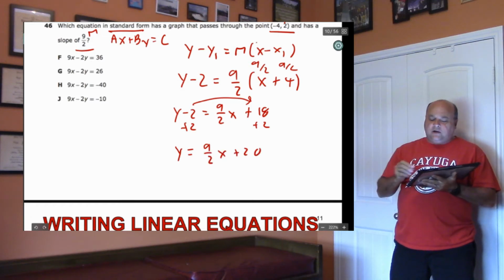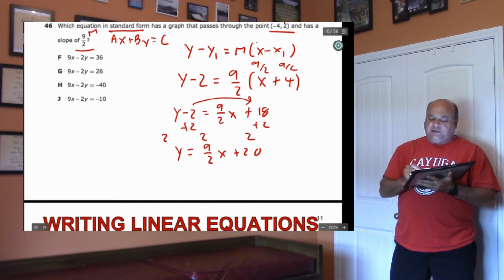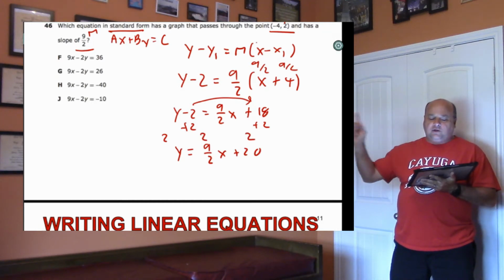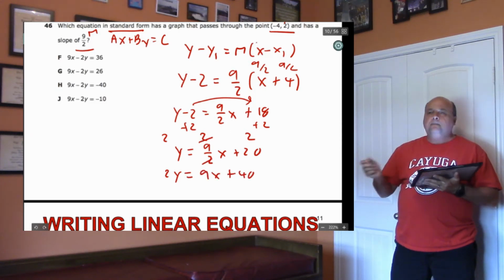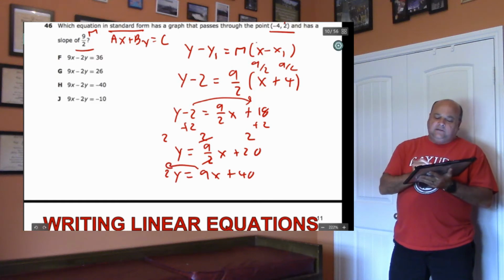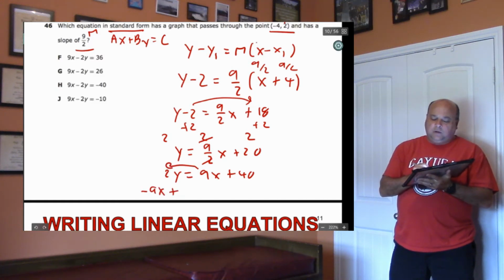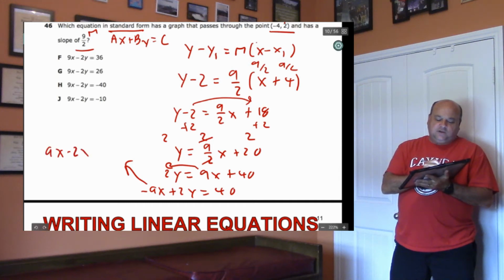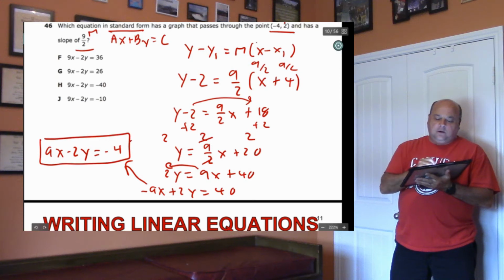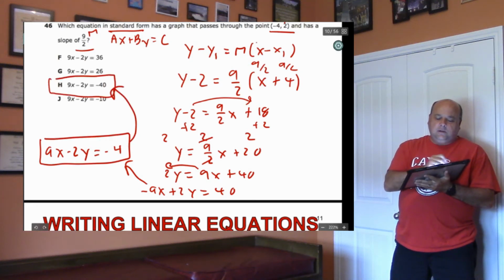Now then, I want standard form, so I'm going to get rid of my fraction. My fraction is 2, so I'm going to distribute 2. That's going to give me 2y equals, these 2's cancel, plus 40. Now then, I'm going to move over the x. Negative 9x plus 2y equals 40. And remember, the x can't be negative, so I'm going to take this and flip all the signs. So 9x minus 2y equals negative 40. That's standard, and it's going to match up to H.